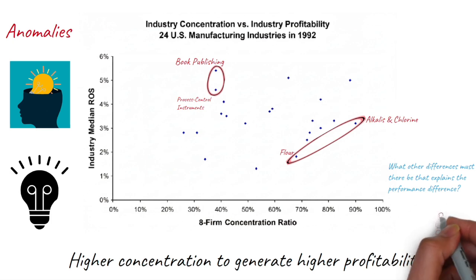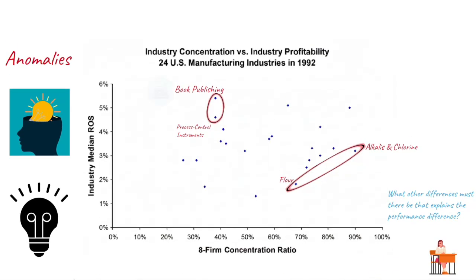What I'd like you to do now is take a few moments, maybe 20 or 30 seconds, to jot down your thoughts. What factors might explain the differences in the performance and the profitability of these 2 sets of industries, because concentration is not explaining it? What might be the differences between book publishing and process control instruments on the one hand, and flour and alkalis and chlorine on the other hand, that might explain the performance difference of those 2 sets of industries? Take a moment now to think about it and write down a few answers.